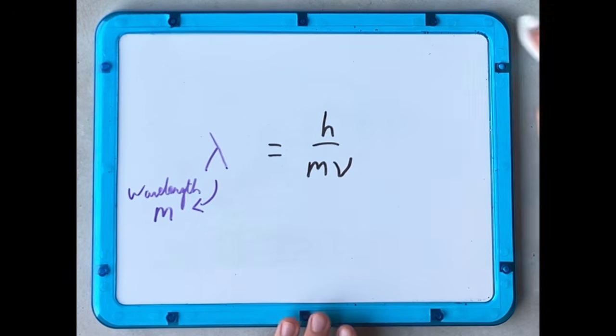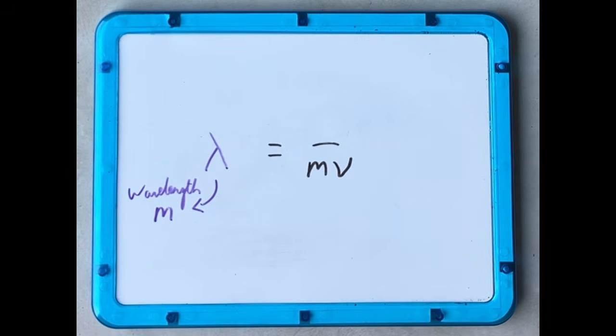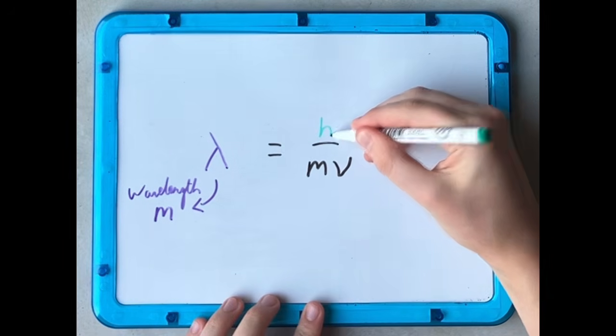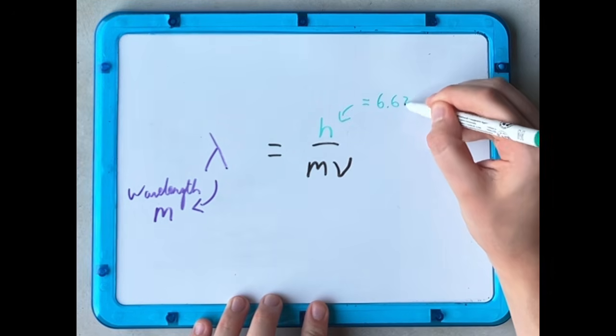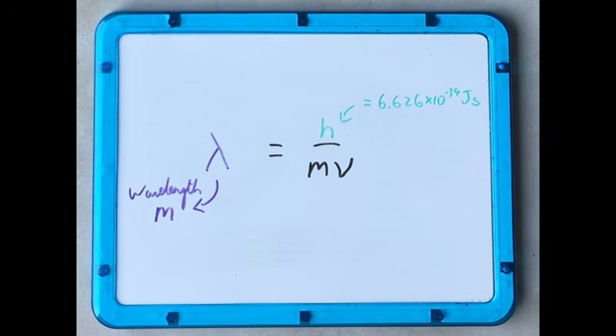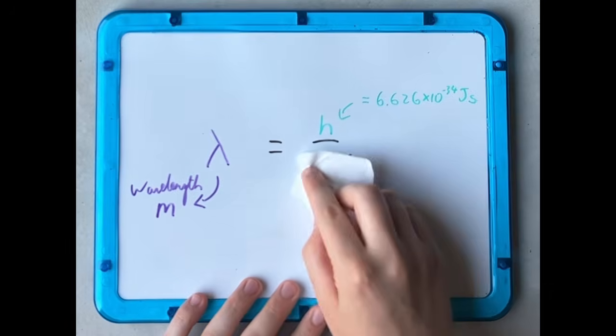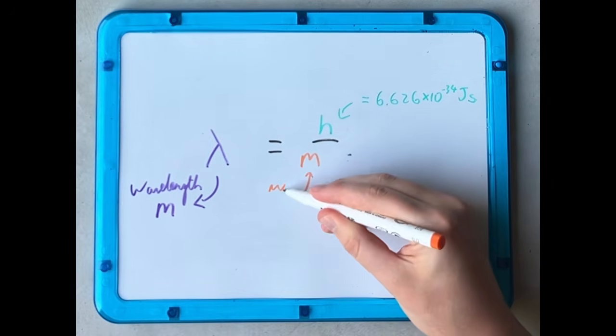Moving over to the right-hand side, we have the best thing you can find in an equation, a constant. This is Planck's constant, equal to 6.626 times 10 to the minus 34 joule seconds, so a very small number. This is an empirical constant, so it doesn't directly describe anything in real life, it's just used to make the equation work. Planck's constant is divided by mass in kilograms times velocity in meters per second.